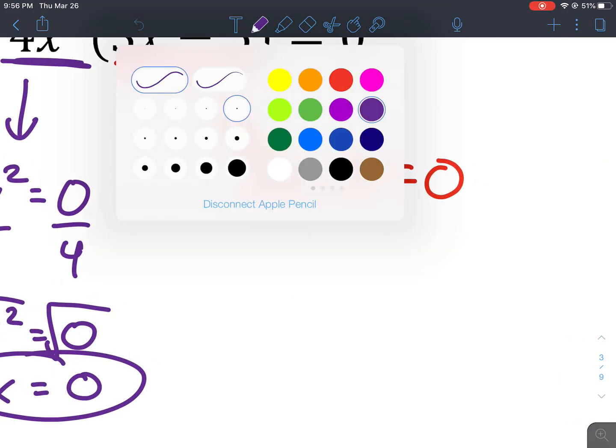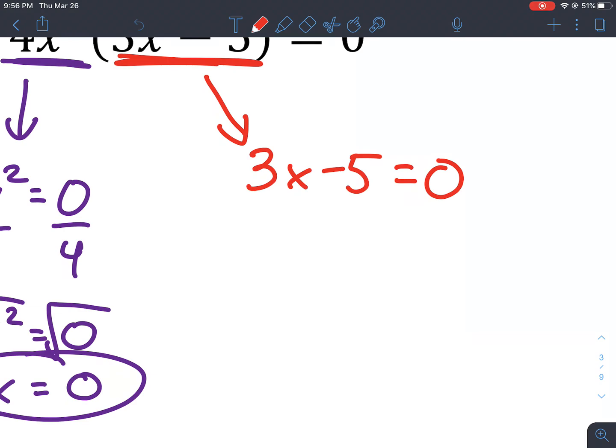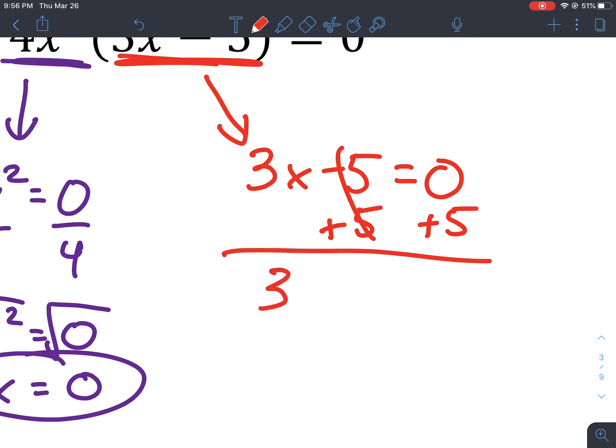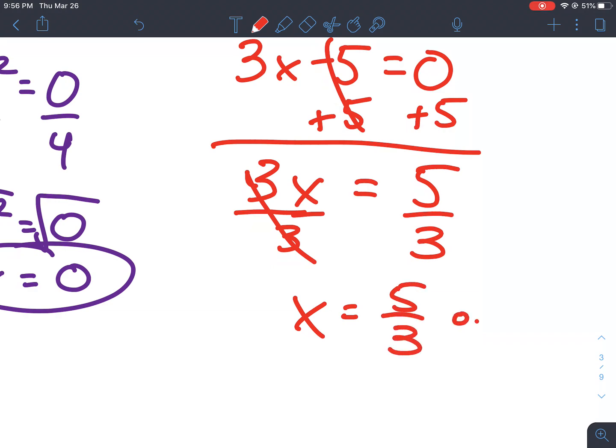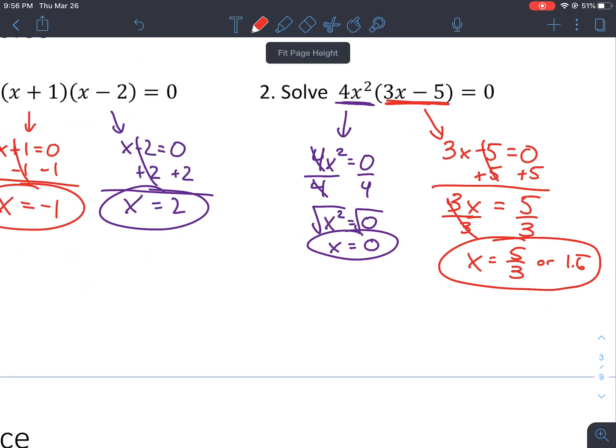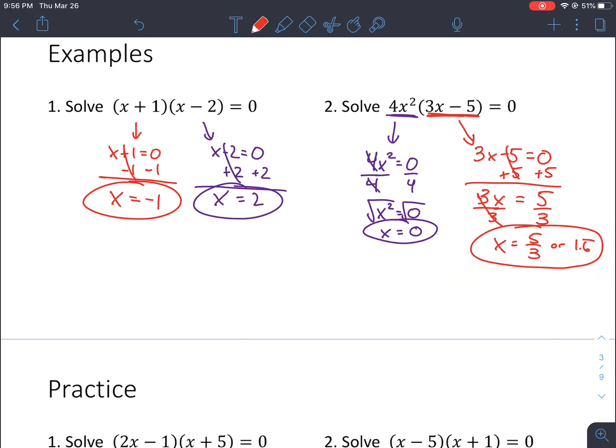Okay, and then if we look at our other example, 3x minus 5 is equal to 0. So we are just going to add 5 to both sides. 3x equals 5. Divide by 3. And x is equal to 5/3, or you might have this as 1.6 repeating. Either one of those two answers is acceptable. So that's our zero product rule.